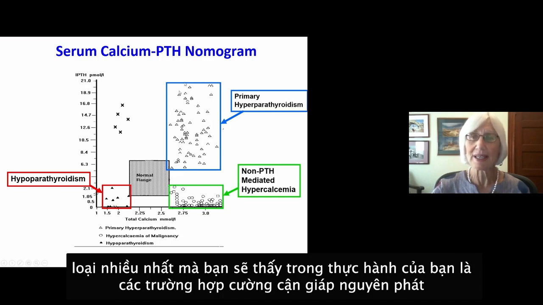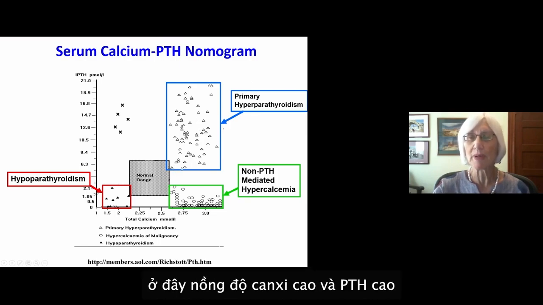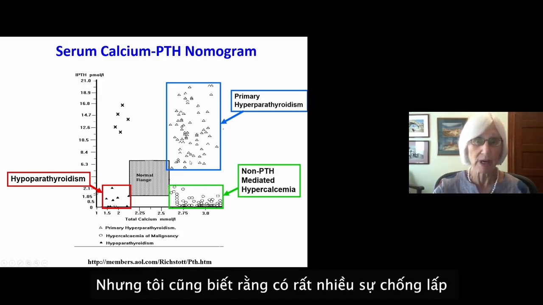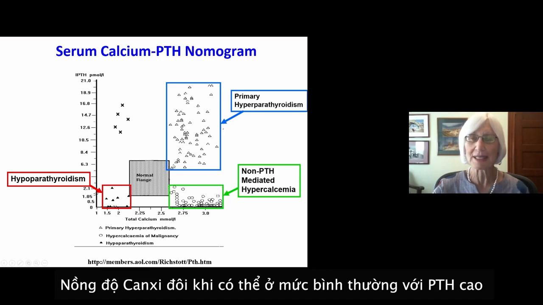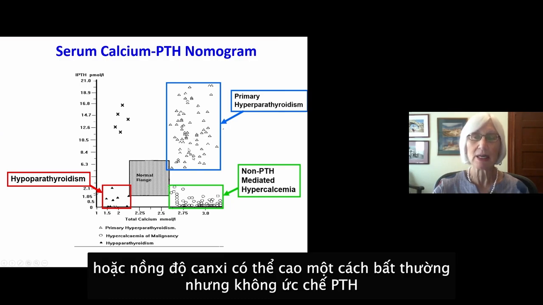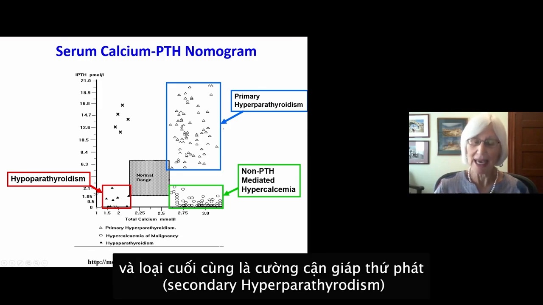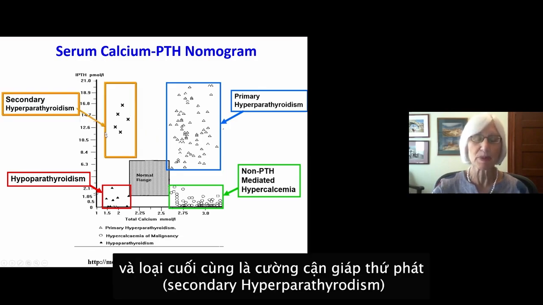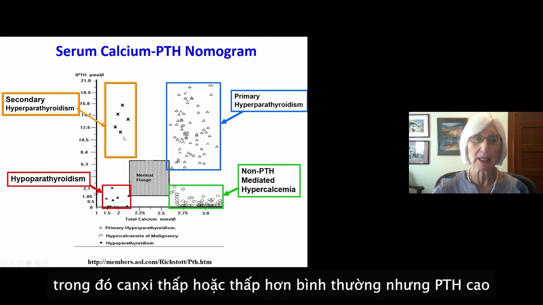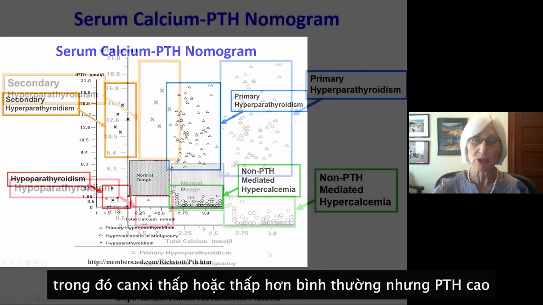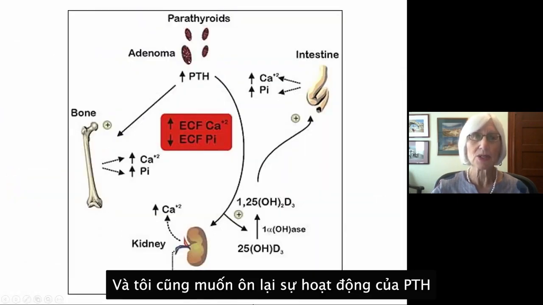The biggest category that you're going to see in your practice are cases of primary hyperparathyroidism, where both the calcium is high and the PTH is high. But I'd also note there's a lot of overlap. Calcium can sometimes be in the normal range with a high PTH, or calcium can be high with an inappropriately normal but not suppressed PTH. And the final category is secondary hyperparathyroidism, in which the calcium is low or low normal, but the PTH is high.